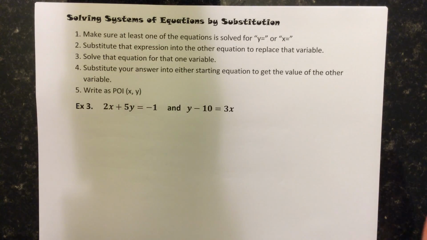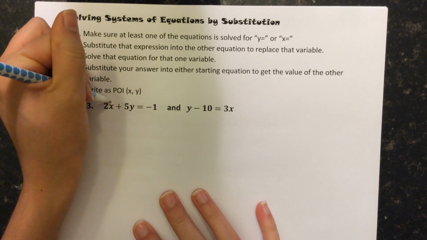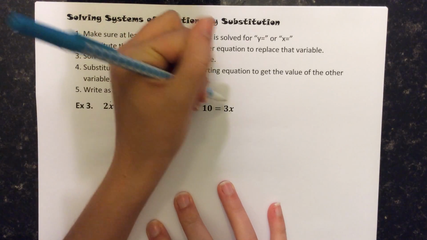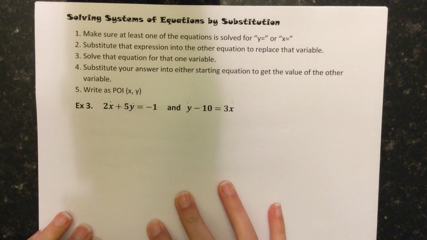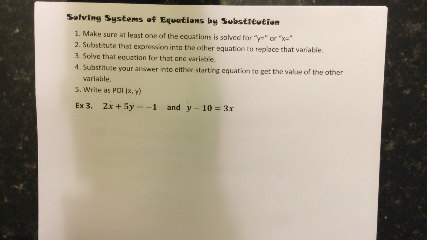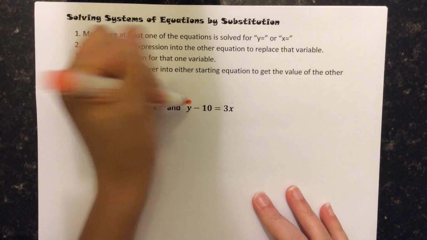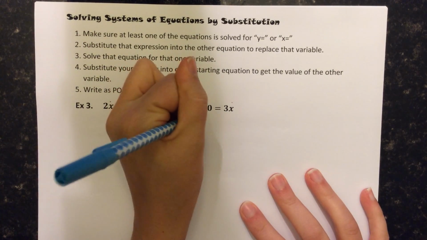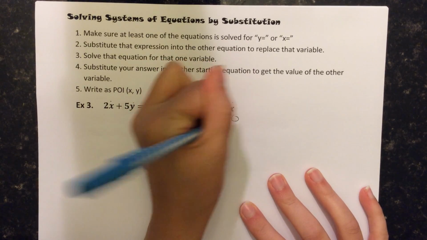I can do whatever I want. I could get this x by itself, I could get this y by itself, I could get this y by itself, or I could get this x by itself. So you have a choice here. So you have to decide what looks easier to you. And what looks easier to me is to get this y by itself. I'm pretty sure I can do that easily, quickly, with just one step. All I have to do is add this 10 to both sides.